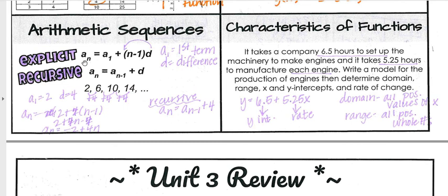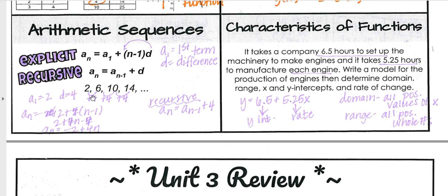So my explicit formula is a sub n equals a sub 1 plus n minus 1 all times d. They put the d in the back, but really you can pretend like it's in front. You'd still just distribute. You need to know that a sub 1 is just the first term in your sequence, and d is the common difference.